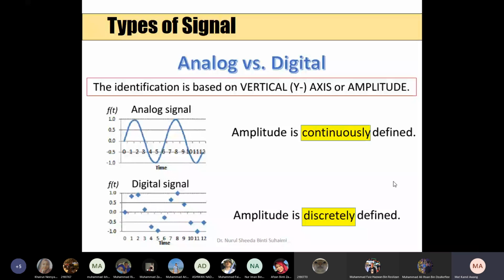So amplitude continuous, that is an analog signal. Whereas for digital signal, the amplitude is discretely defined. If you look at the graph, on the time scale you have 0, 1, 2, 3, and 12. So the amplitude is only defined at a constant interval. At 0 you have value, 1 you have value, but not 0.5. So that is the digital signal. So analog versus digital signal is identified based on the vertical axis or the amplitude. Okay, so that is analog and digital.